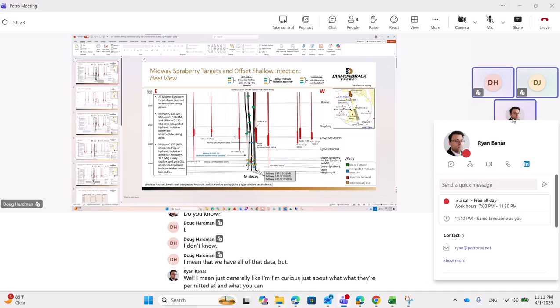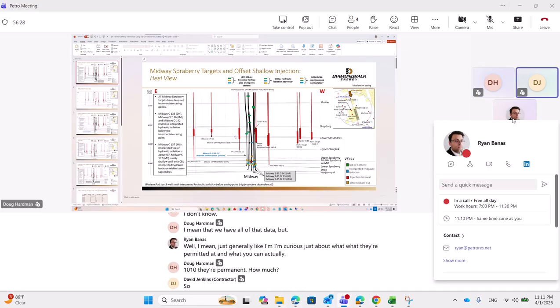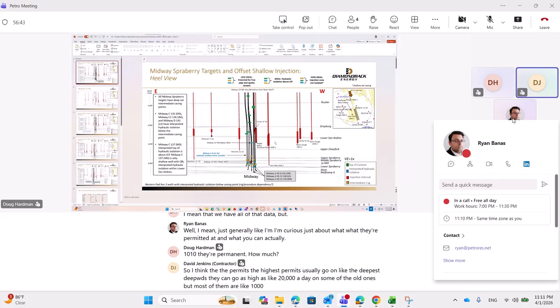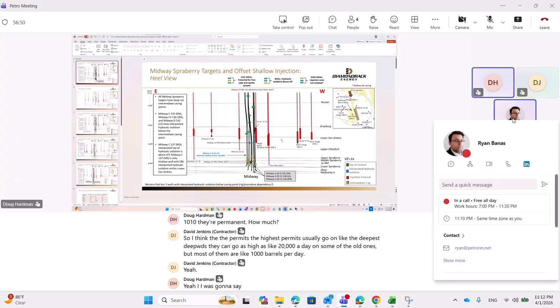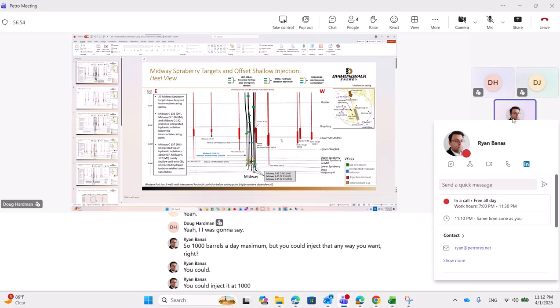It's usually about 1,000 barrels per day. How much? I think the highest permits usually go on the deep SWDs. They can go as high as 20,000 a day on some of the old ones, but most of them are 1,000 barrels per day on the shallow. So 1,000 barrels a day maximum, but you could inject that any way you want, right? You could inject it at 1,000 barrels a minute if it would take it for one minute and then just shut the well down, right?